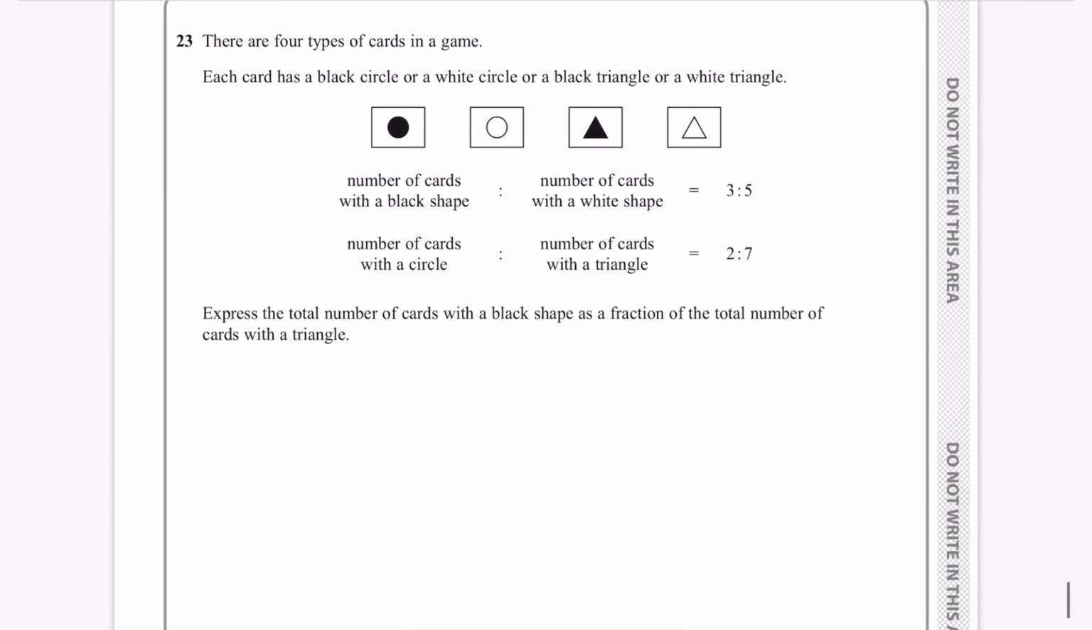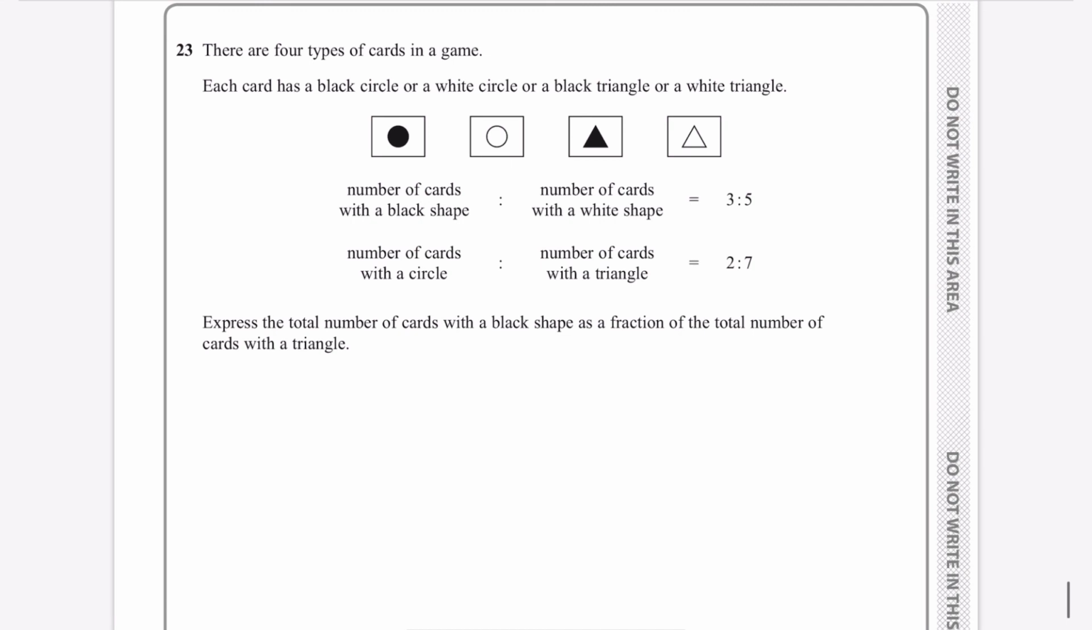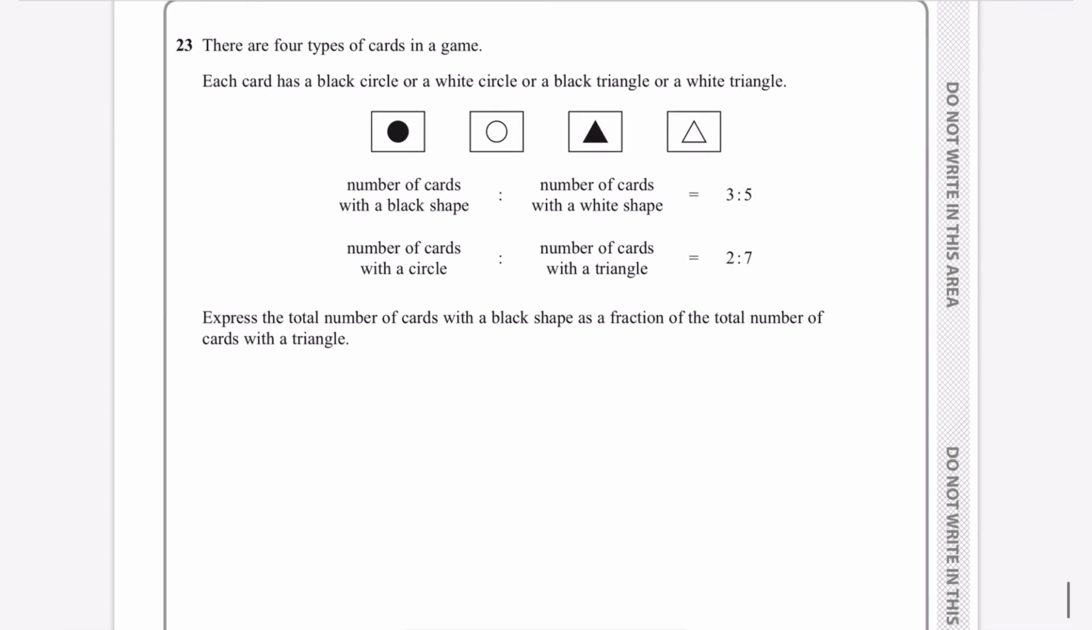Okay, we are on the last question of the exam paper. It says there are 4 types of card in a game. Each card has a black circle or a white circle, or a black triangle or a white triangle. And the ratio of the number of cards with a black shape to the number of cards with a white shape is 3 to 5. The ratio of the number of cards with a circle to the number of cards with a triangle is 2 to 7. And it says express, this is the important part, the total number of cards with a black shape as a fraction of the total number of cards with a triangle. So we are going to do the black shapes over the triangle shapes.